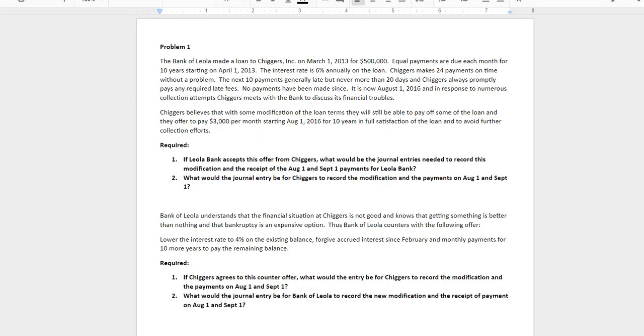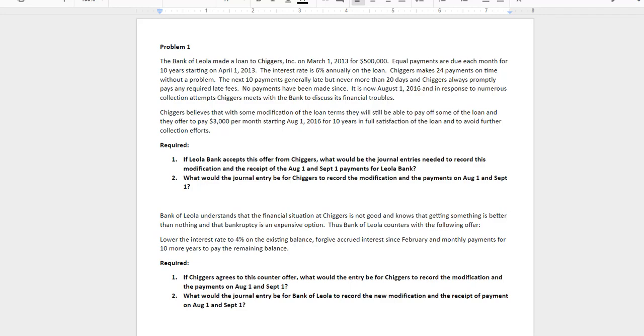Welcome class to an explanation of how to complete some practice problems regarding the impairment of loans from both a lender side and a borrower side. So our problem number one, we have Chiggers with some financial problems. They take out a loan for $500,000, interest rate 6%. Made 24 payments and then 10 more, usually on time, but then no payments have been made since.